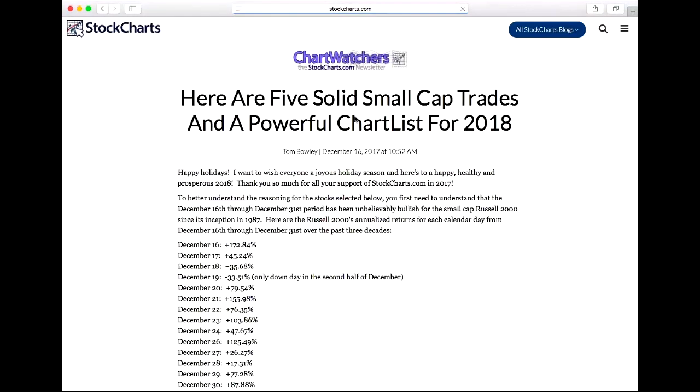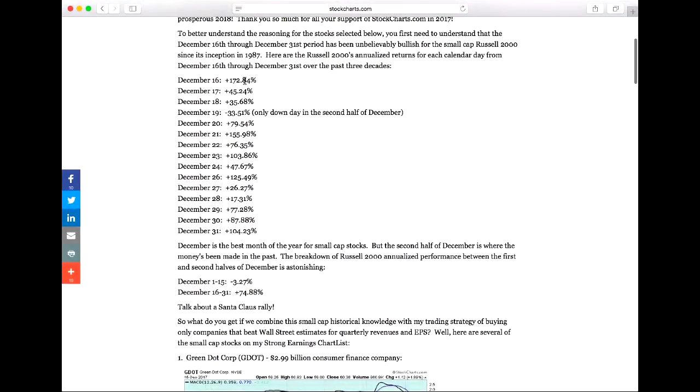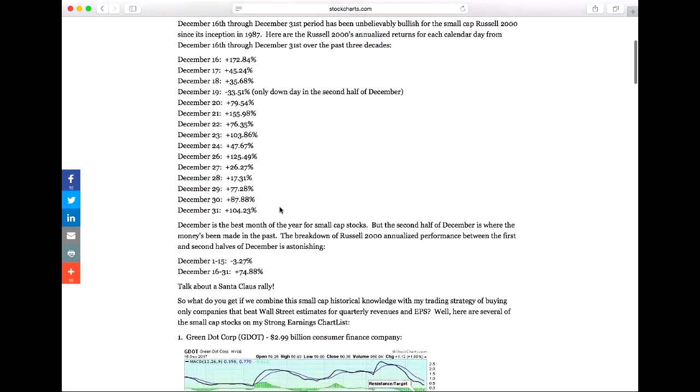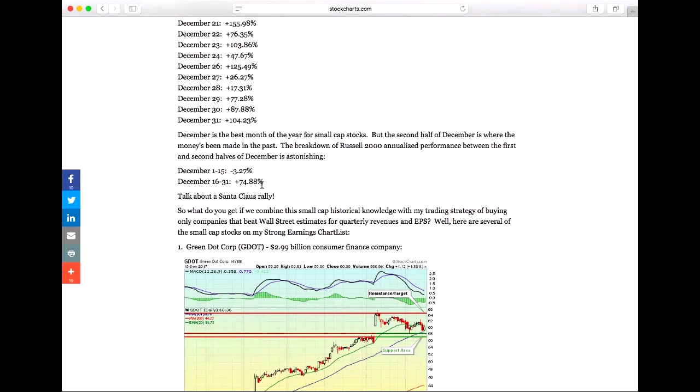So right at the beginning of the article, I gave you the annualized returns for each calendar day from December 16th through the 31st on the Russell 2000, going back over the last 30 years. From the last three decades, this is unlike any other period during the year. I'm aware of all the periods, and there's nothing that looks anything like this in terms of consistent day after day annualized gains. You can go into the article and take a look at the numbers. What was really interesting to me is that for the Russell 2000, December is by far the best month for small caps, but it's not like every day in December is created equal.